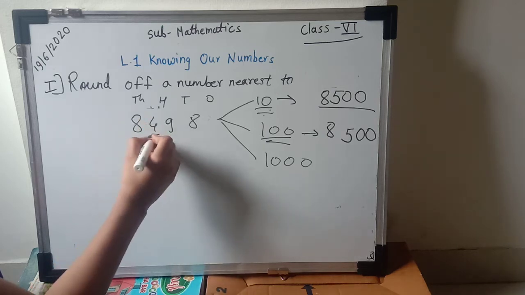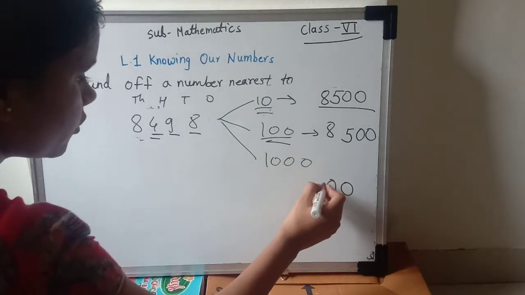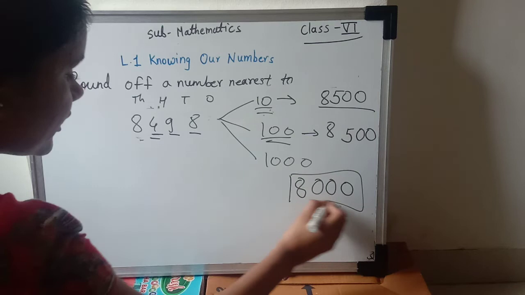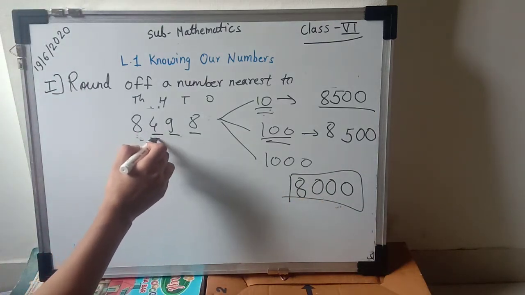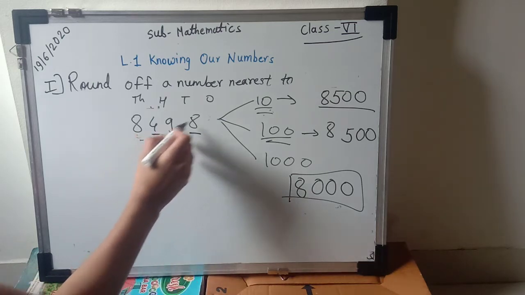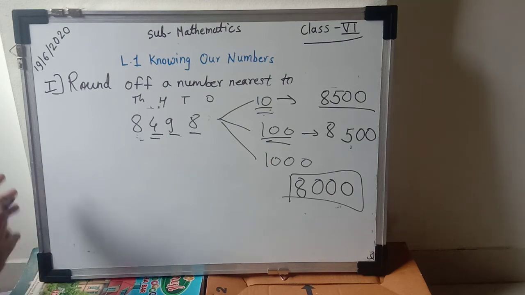So replace the 100, tens and ones digit by 0, and write the 8 as it is. So we got the answer, that is 8000. When you are rounding up this number nearest to 1000 you get 8000, and when you are rounding up the number nearest to tens and 100, you will get 8500. Now let's see one more example.